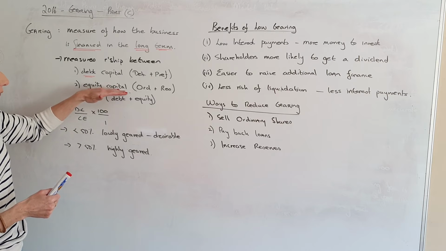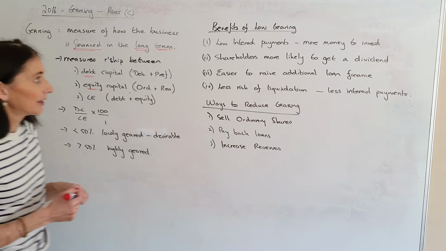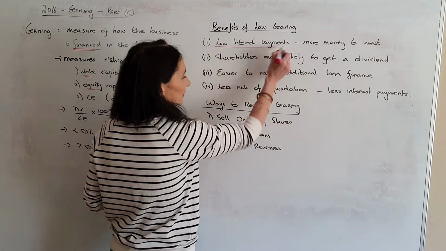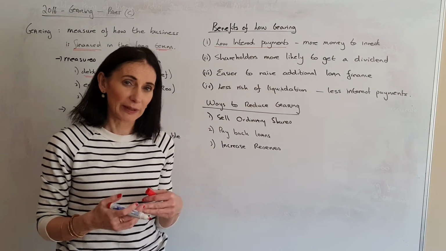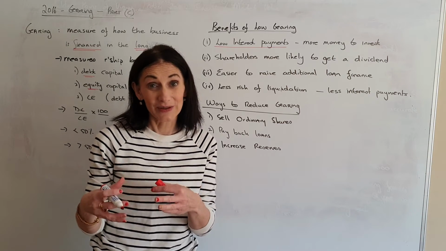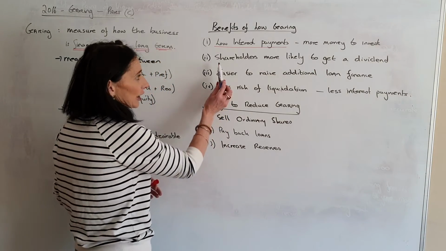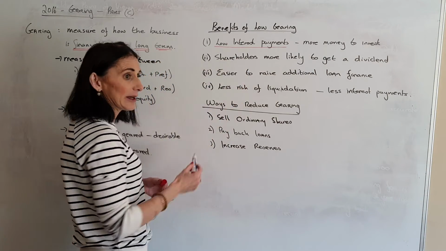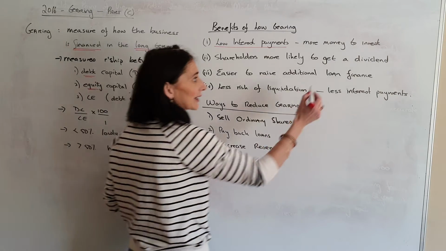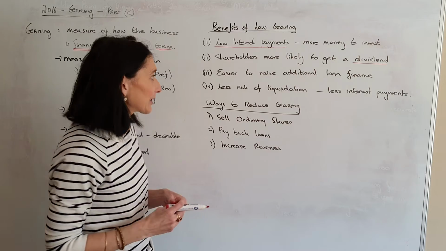Lowly geared means most of your money came from the owners, not from borrowing. So what's an advantage of that? It means you should have low interest payments. If you don't have to waste your money paying interest, or the interest payments are low, it means your money is available for the directors to decide to build up your savings or put money somewhere else. If there's not a lot of interest payments, it means there's more money available for your shareholders. They're going to get a good, or at least a decent dividend.